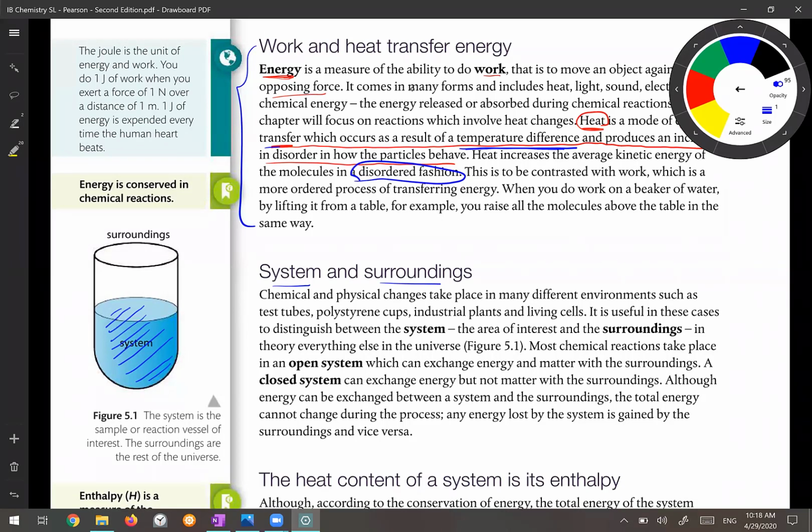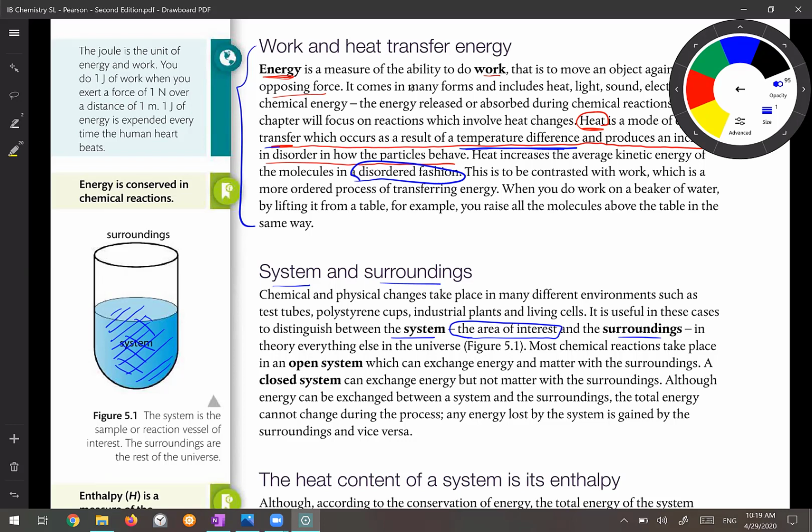Okay. What else is surrounding? So look at here. It says it is useful in these cases to distinguish between the system, the area of interest. So the system is what we are studying, and that's important for us. And what else is surrounding? For example, if we are doing a chemical reaction in the test tube, the reactants and products are our system, and the rest of the material is the surrounding. The test tube is the surrounding. The table that we are doing the experiment on is surrounding.